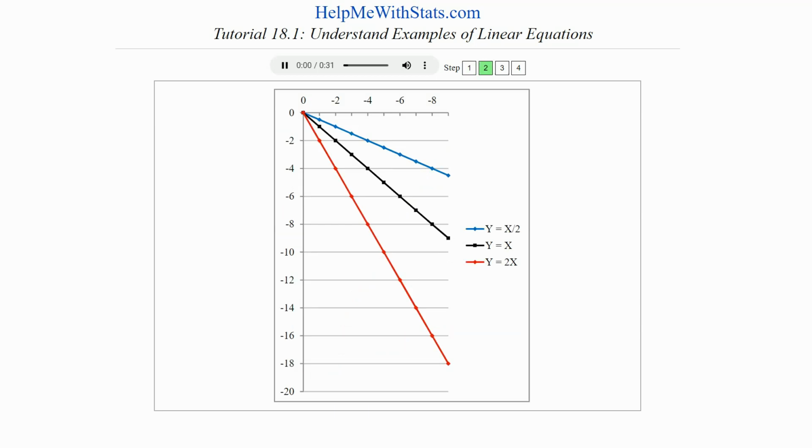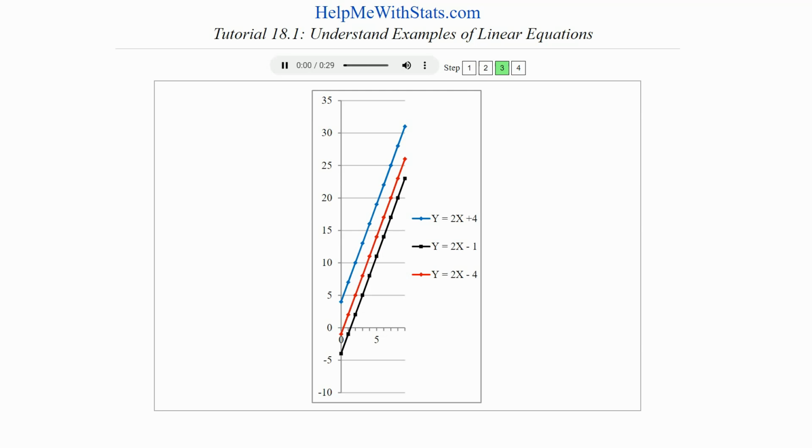These three lines slope down to the right, and all have negative slopes, indicated by negative b values. The black line has a slope of -1 because y decreases by 1 unit for every 1 unit of increase in x. The red line has a slope of -2 because y decreases 2 for every 1 unit of increase in x. The blue line has a slope of -1/2 because y decreases 1/2 for every 1 unit of increase in x.